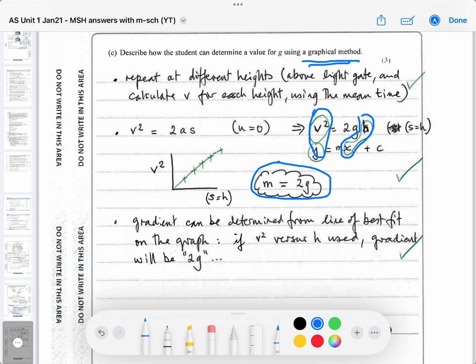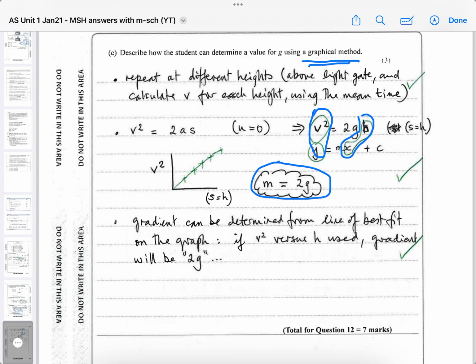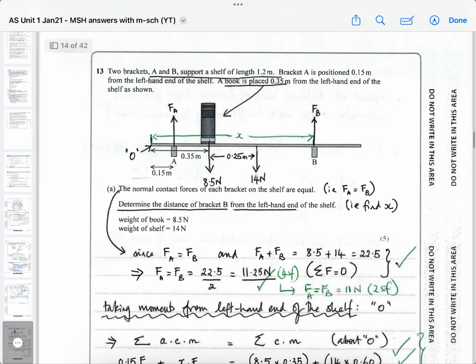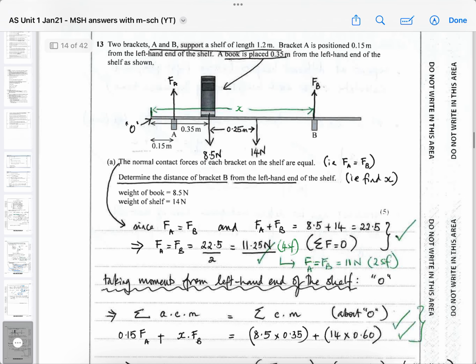Now some students may say, well, I'm going to do v squared against 2h, and then the gradient will be g, okay? Now, my students, I made them plan this because I knew this question will definitely come up in an exam. It may not come up in their exam, but there is a high chance of core practicals coming up in theory papers. Hope that makes sense, and I think that's the end of question 12. Okay, we'll do one more, at least.